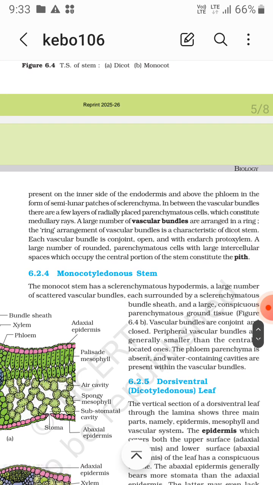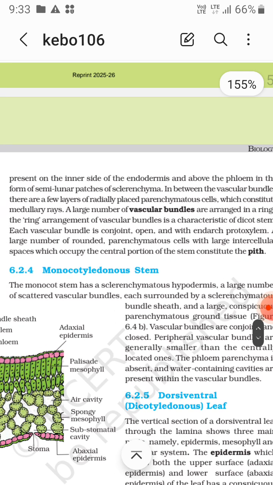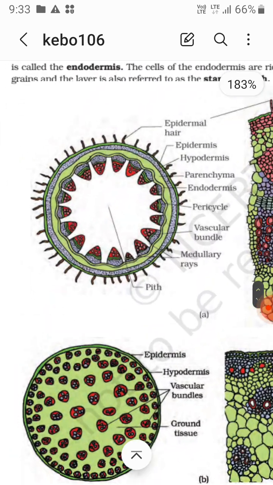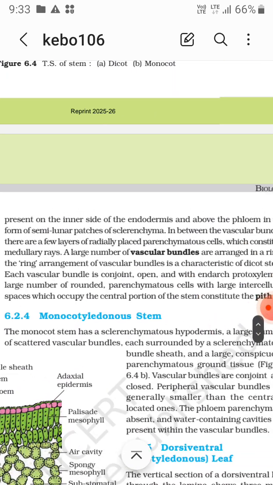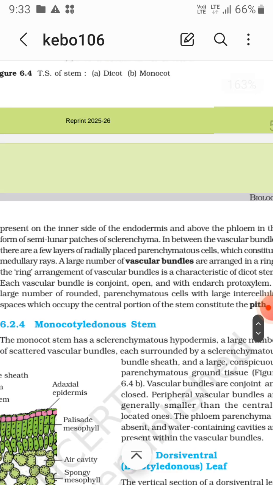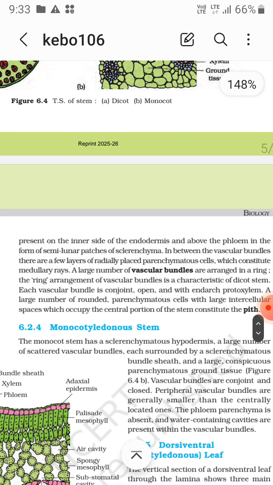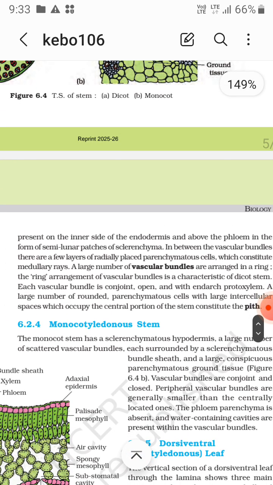medullary rays. Okay, a large number of vascular bundles are arranged in a ring, as you can see in the diagram. Vascular bundles are present in a kind of ring. A ring arrangement of vascular bundles is a characteristic of the dicot stem.